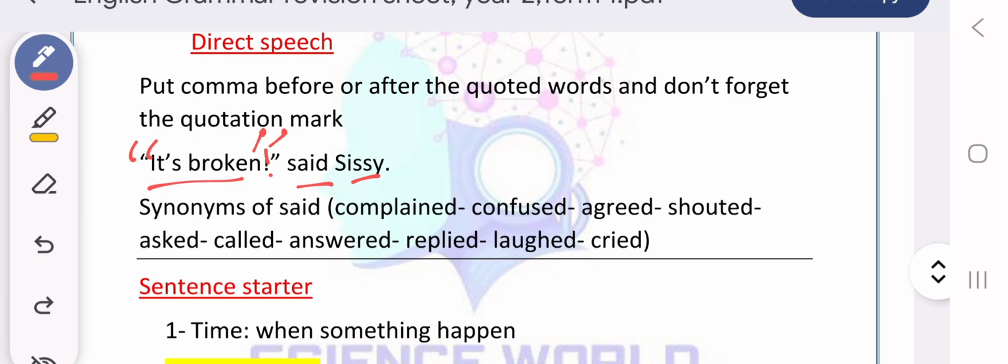So we will say Sissy said, Sissy asked, Iman screamed, Iman cried. And then we are going to bring what she said and put it between quotation marks. The synonyms of said we can use instead of said: complained, confused, agreed, shouted, asked, called, answered, replied, laughed, and cried.